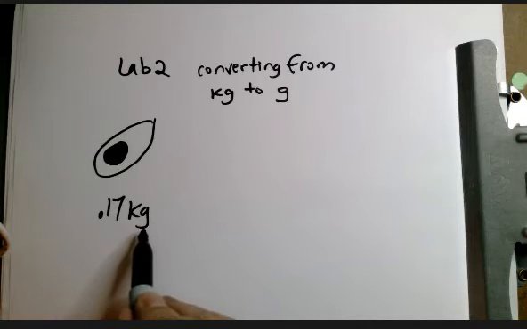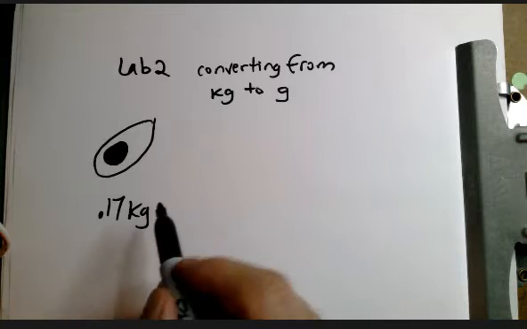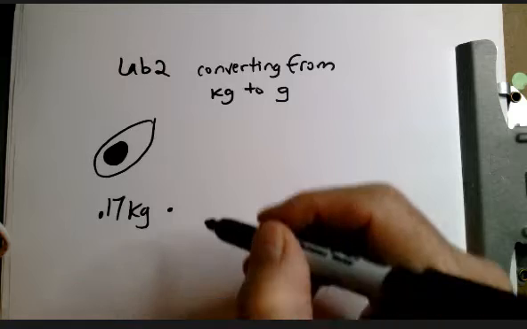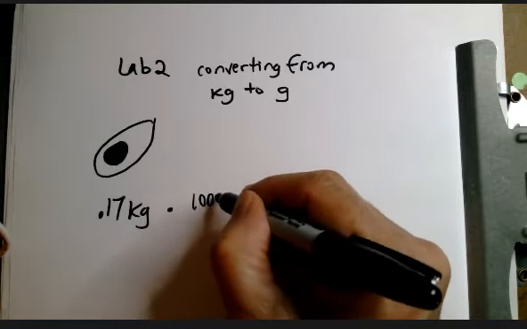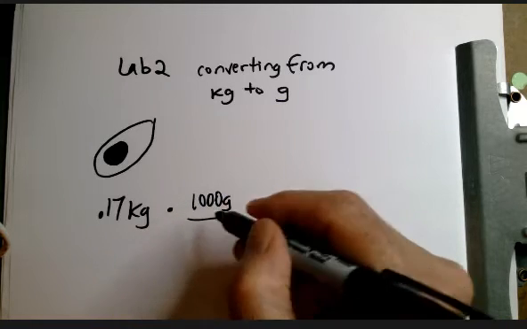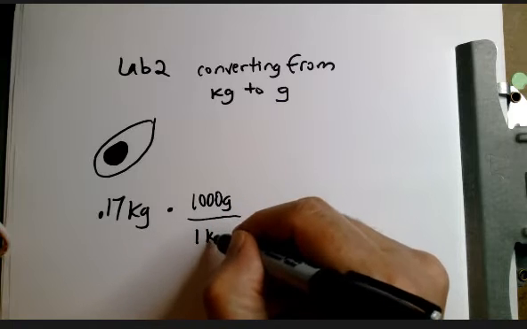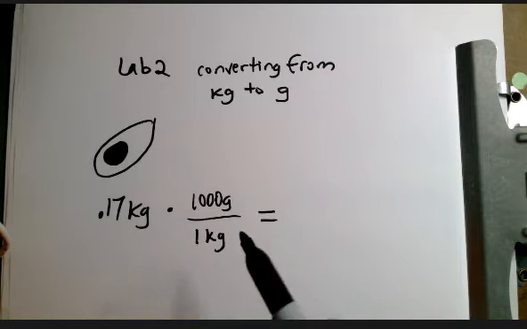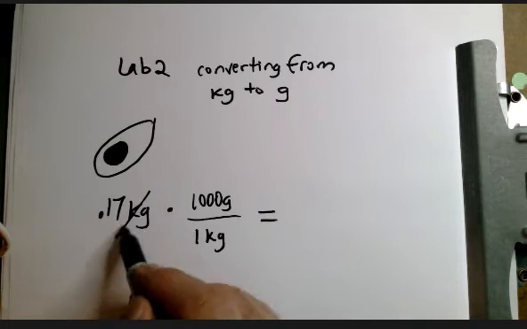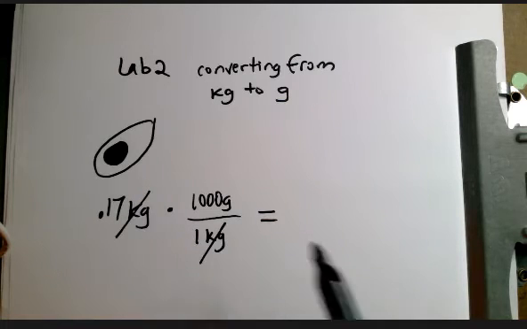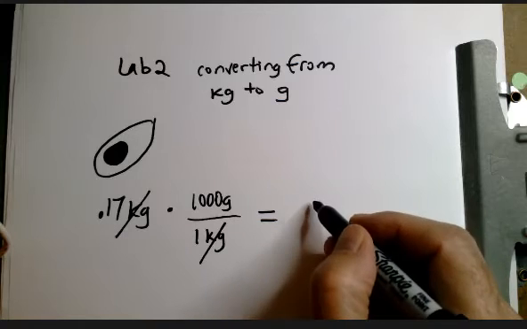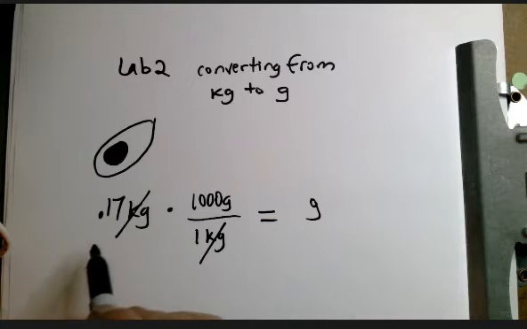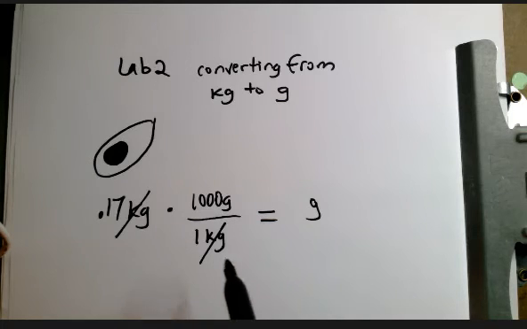Well, what does a kilo mean? It means 1,000, and we are learning that there are 1,000 grams in 1 kilogram. This is called dimensional analysis, and when we put something on the top that cancels with something on the bottom, it allows us to convert to another unit. So let's see how many grams in 0.17 kilograms.